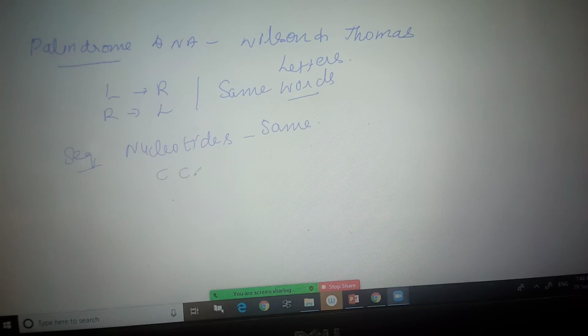What are they? CC, GG, TA, again CC, GG. Okay? When they move in this direction, the other one, you know, cytosine is paired with guanine and guanine pairs with cytosine, thymine with adenine, adenine with thymine, again cytosine with guanine and guanine with cytosine. From left to right or right to left, they have the same sequence, so that will be palindromic DNA.